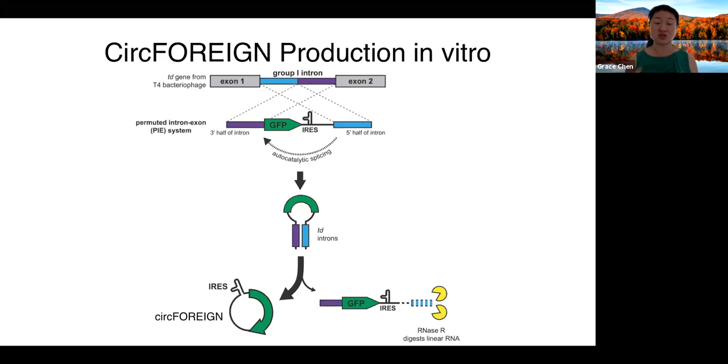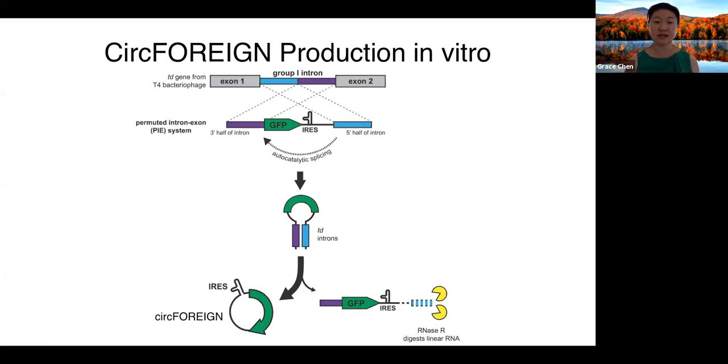During this in vitro transcription reaction and autocatalytic splicing, we also generate some linear RNA byproducts, which become substrates for an exonuclease, RNase R, that digests from the 3' end of linear RNAs in a very processive fashion to degrade them very quickly and efficiently.